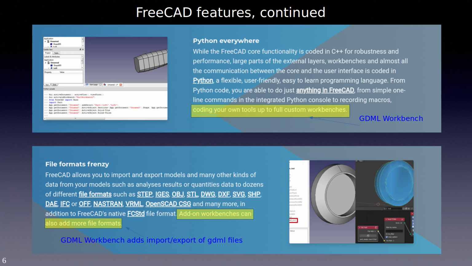Although the core functionality of FreeCAD is written in C++, access to this functionality is available through an extensive Python API. The GDML workbench is written completely in Python. FreeCAD also supports a large number of CAD file formats. Some of them are listed above. What's more important for us is that add-on workbenches can add new file formats. Our GDML workbench adds support for importing and exporting GDML files.